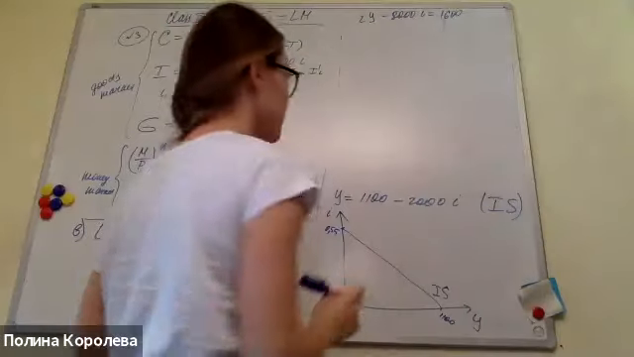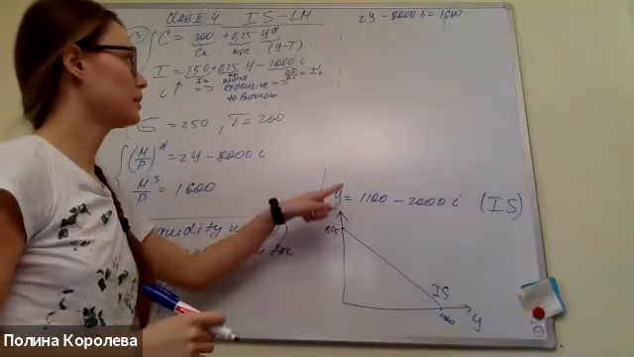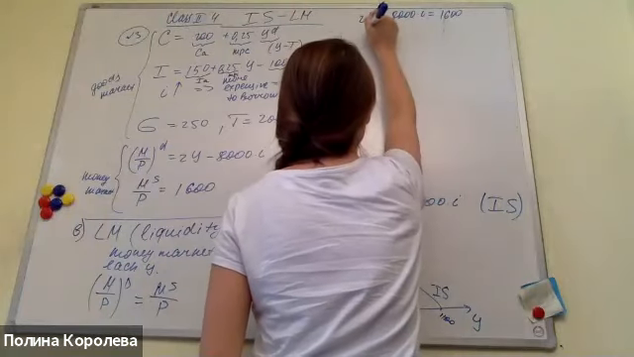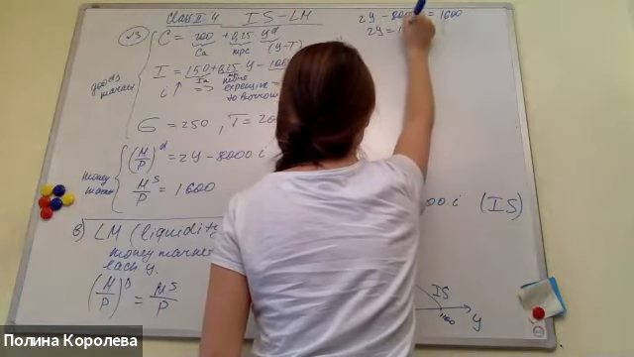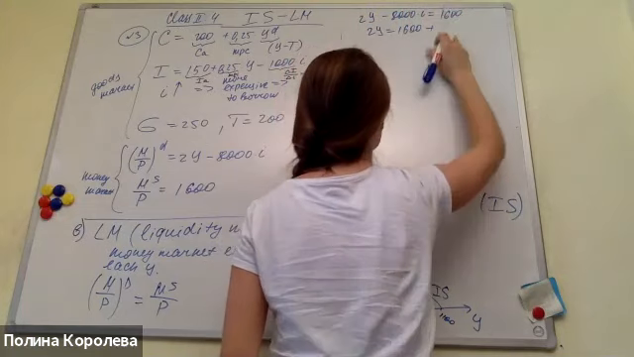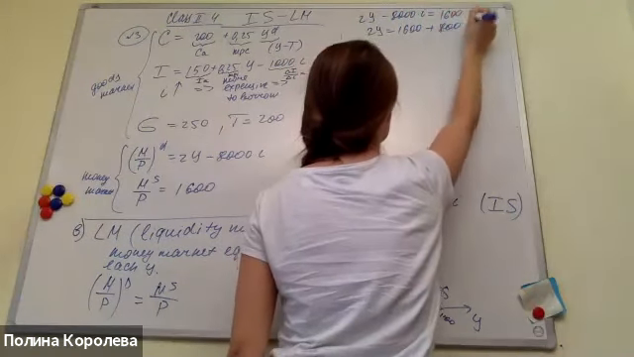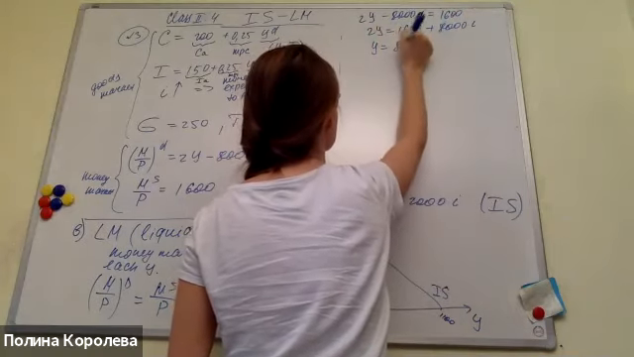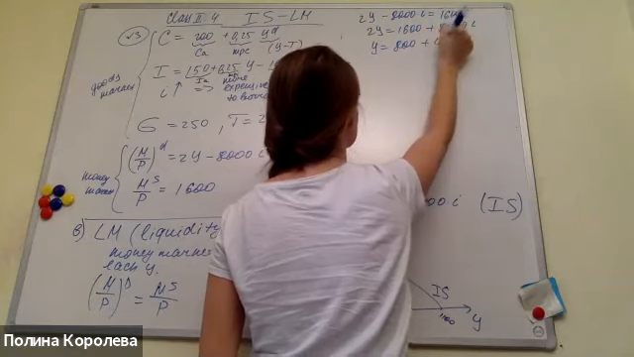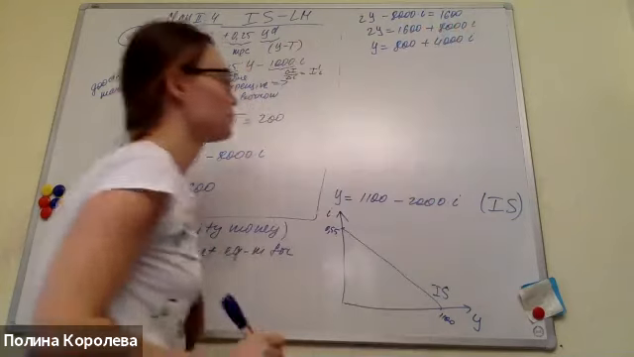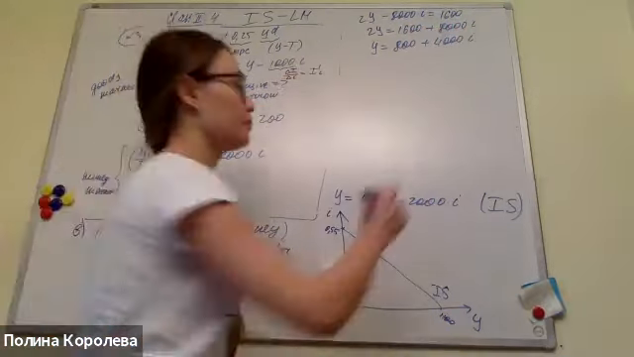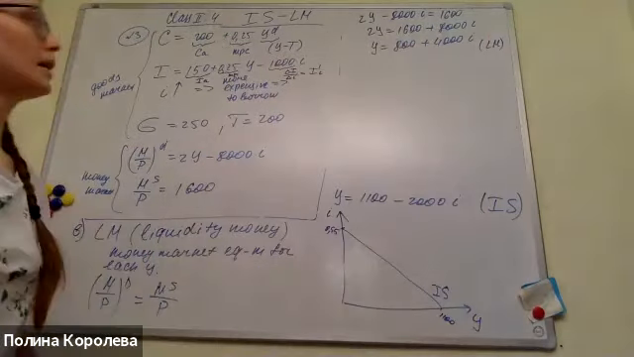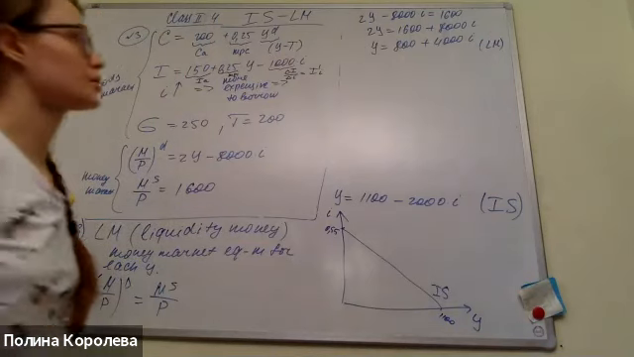And from here we should find, like in IS, everything with y to the left, everything with I to the right. 2y equals 1,600 plus 8,000 multiplied by I, and y equals 800 plus 4,000 multiplied by I. So we found LM. This is the formula for LM. And you see here, this is the connection.